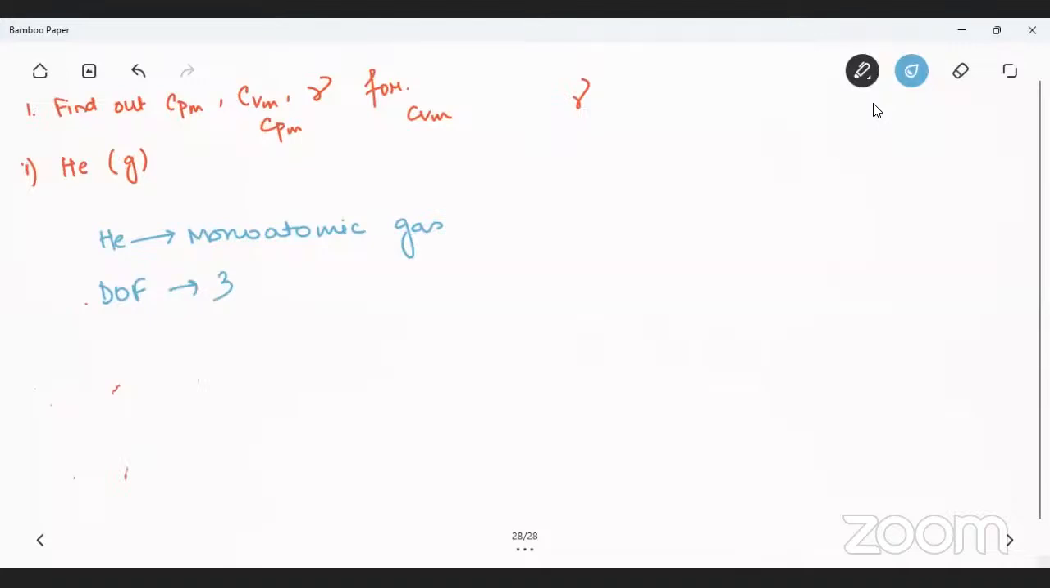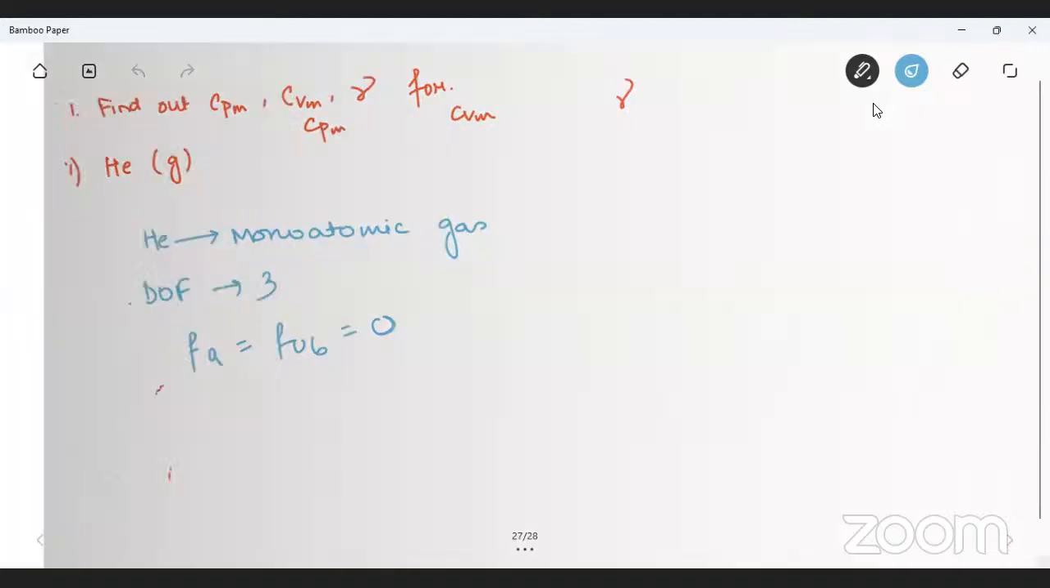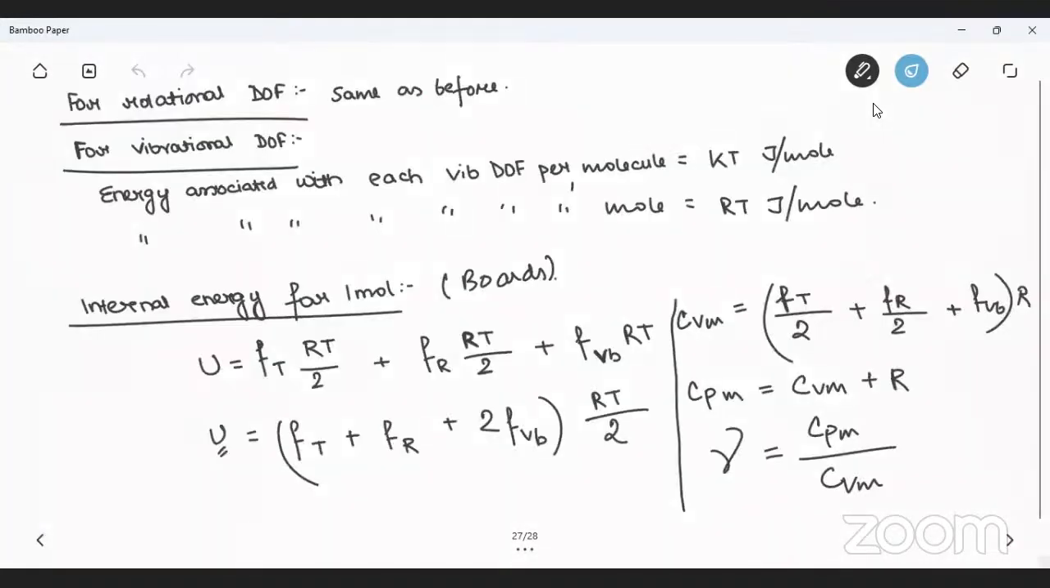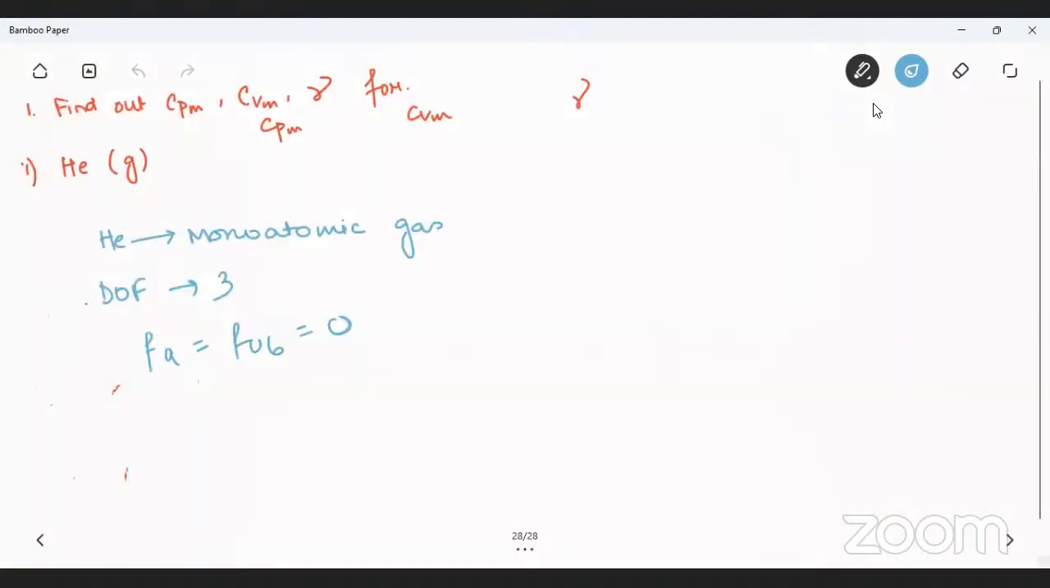So what is vibrational? FR and FVB, it is 0. We know this. We have just learned this. So now just replace it in this formula. What is this formula? A huge formula. What is the first thing you have to calculate? CPM. What is CPM? FT by 2 plus FR by 2 plus FVB into R.